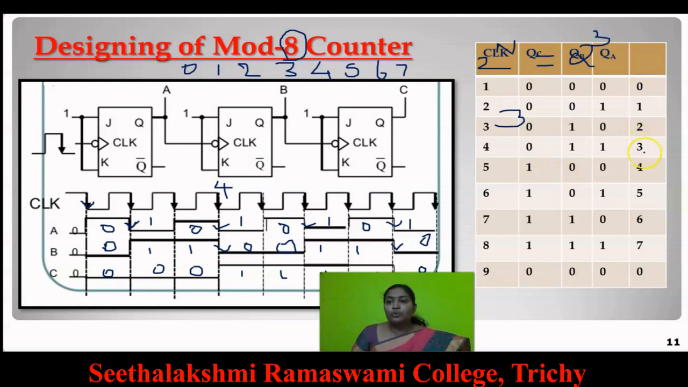So 0, 1, 2, 3, 4, 5, 6, 7. So it counted 8 states. The maximum count the mod 8 counter can count is 7.